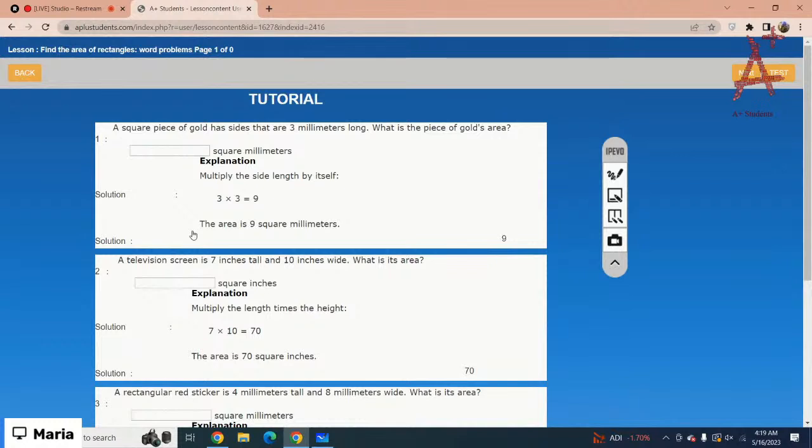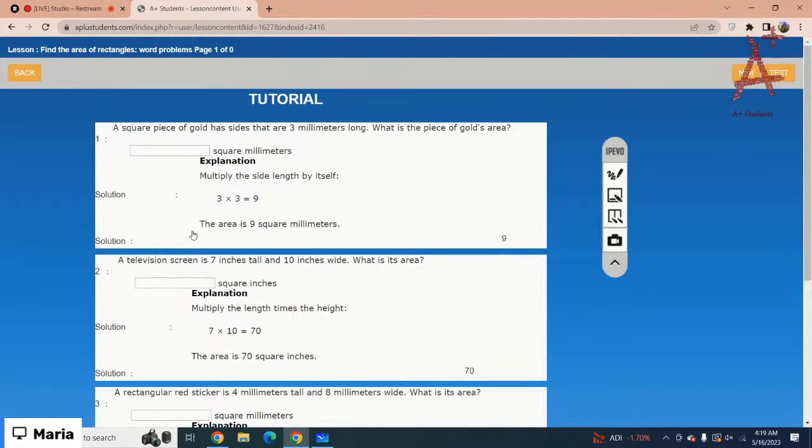A square piece of gold has sides that are 3 millimeters long. What is the piece of gold's area? You have to calculate the area of gold and the shape is a square. So whenever we have square shapes, to calculate the area it would be side times side.